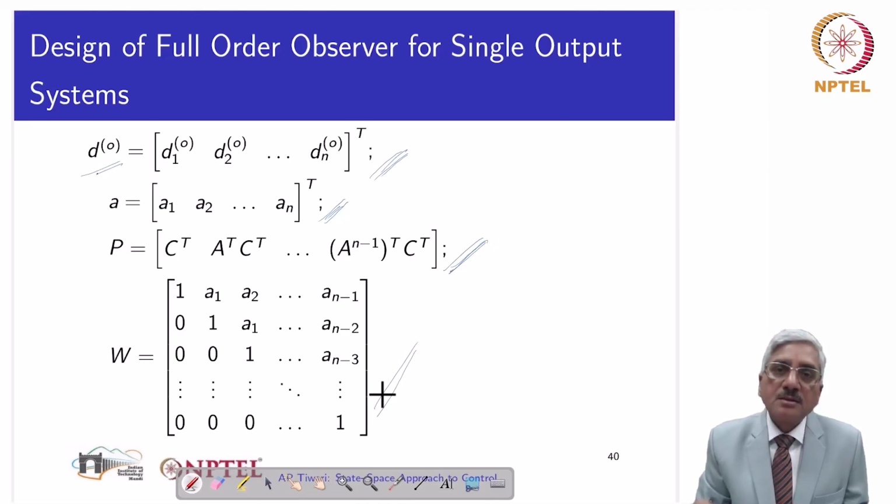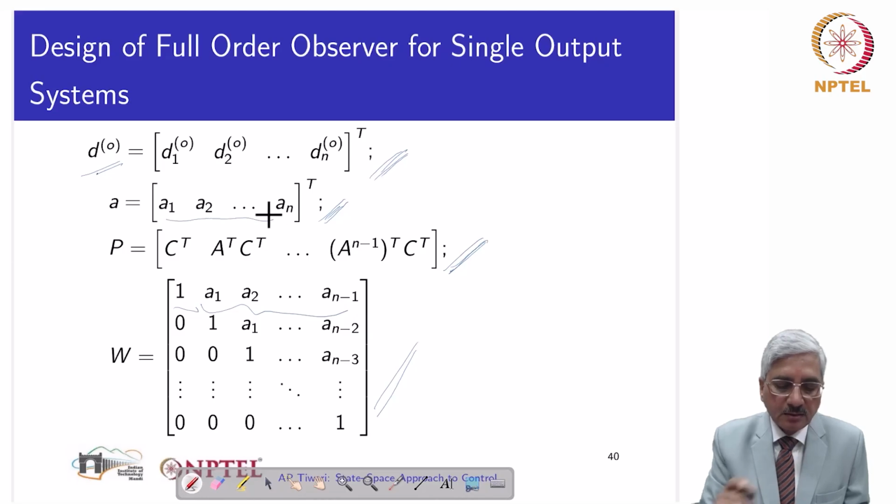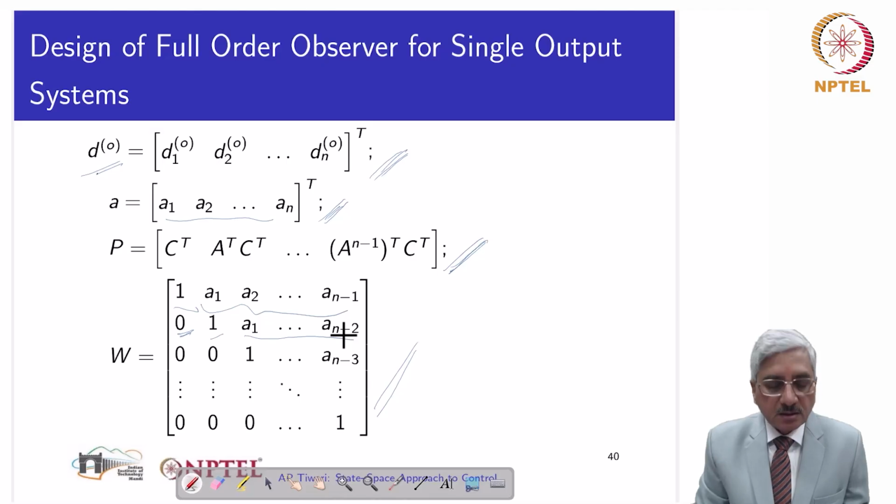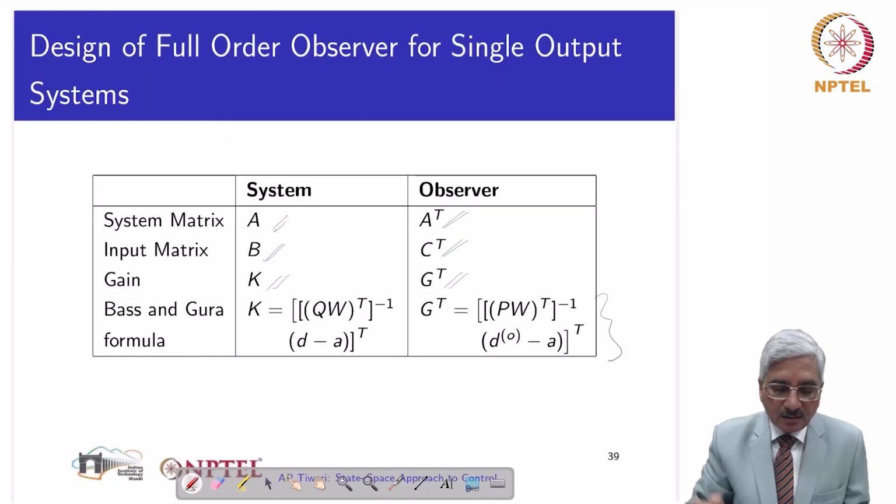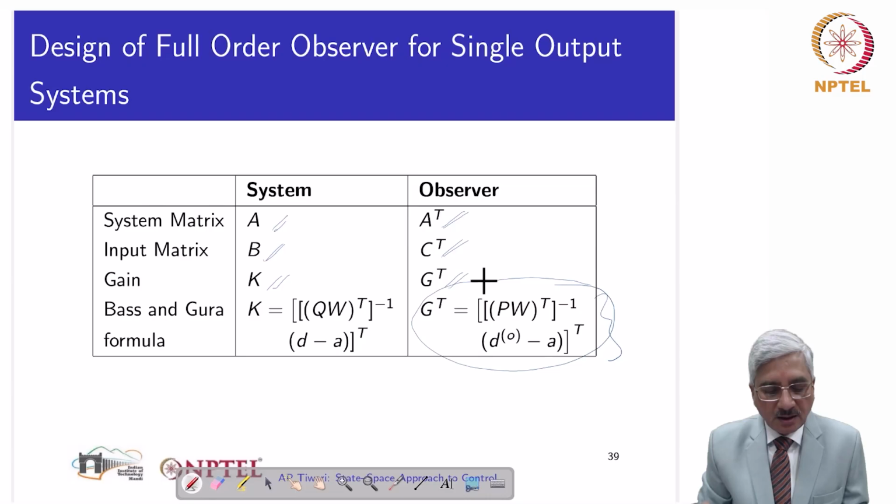set up like this, in which the first row contains 1 and thereafter the coefficients a1 to a(n-1). The second row is slipped to the right, so the first one becomes 0, the second one 1, and then the fewer coefficients from this one, and so on. This way we set up the upper triangular matrix W, and then we can do the substitution here to get the G transpose. That is how we can use the Bass and Gura formula.